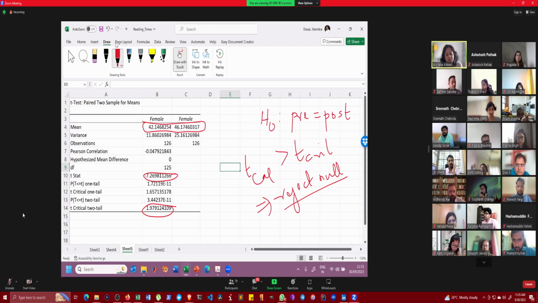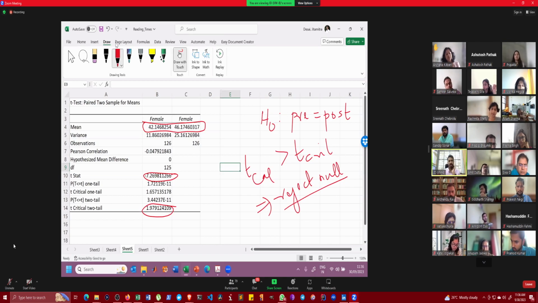The null hypothesis, shouldn't it be post is greater than pre? No, the null is always post equals pre. Then the alternate hypothesis should be post is greater than pre, if you want to do the one-tail test. If you want to set up the one-tail test, then you could have said that post is greater than pre. In which case also you would have rejected, right? What is T critical for one-tail? 1.72. Exactly. You would have rejected the null anyways.